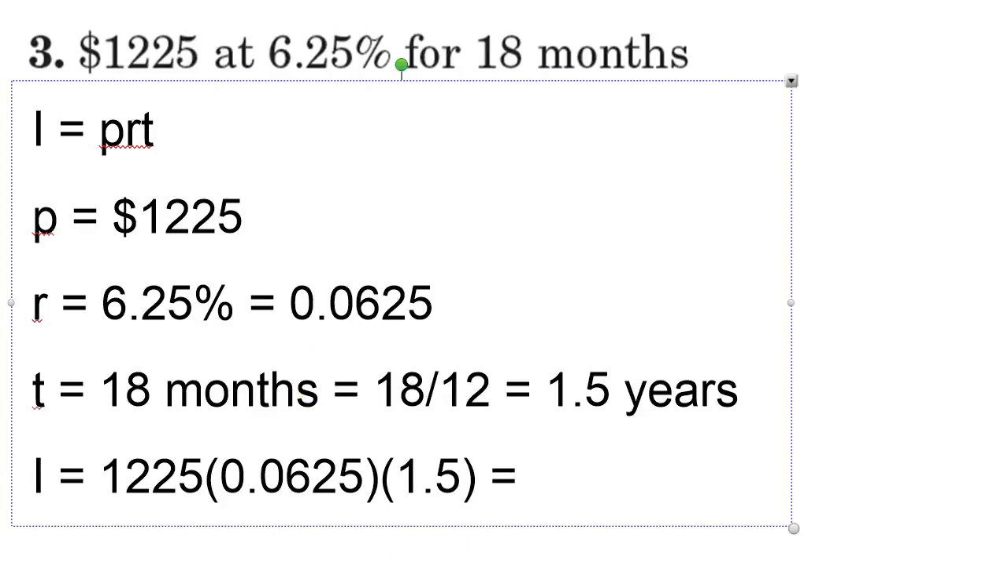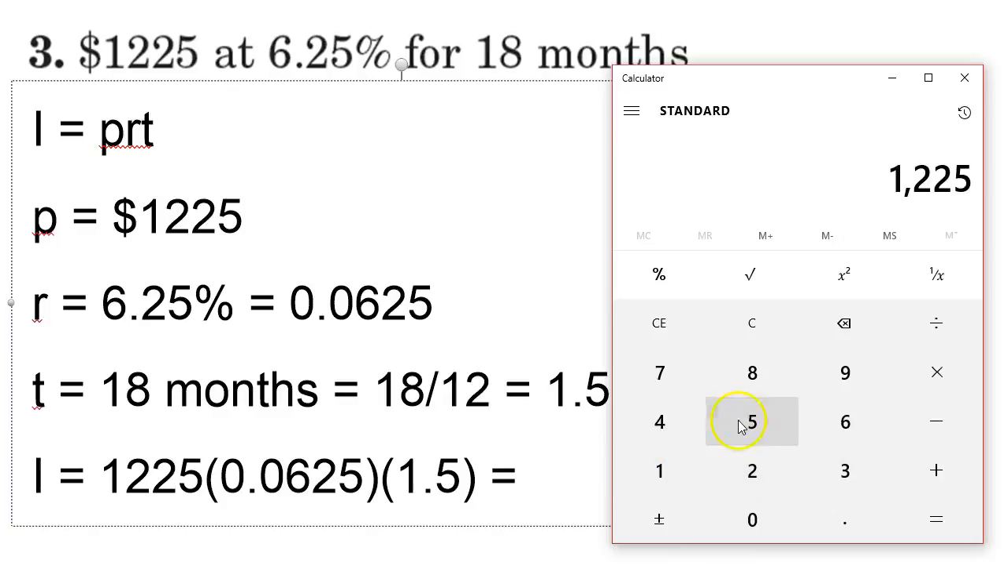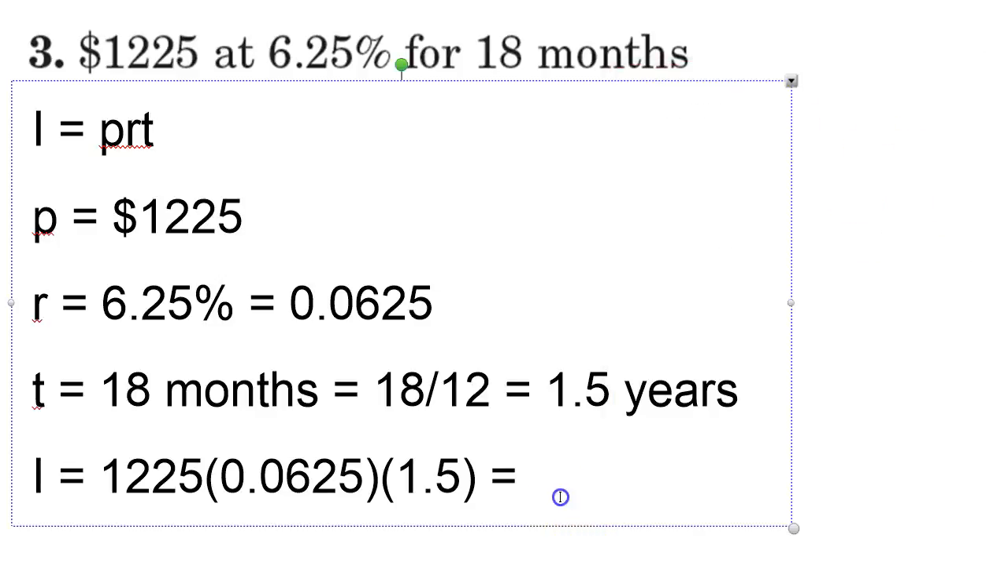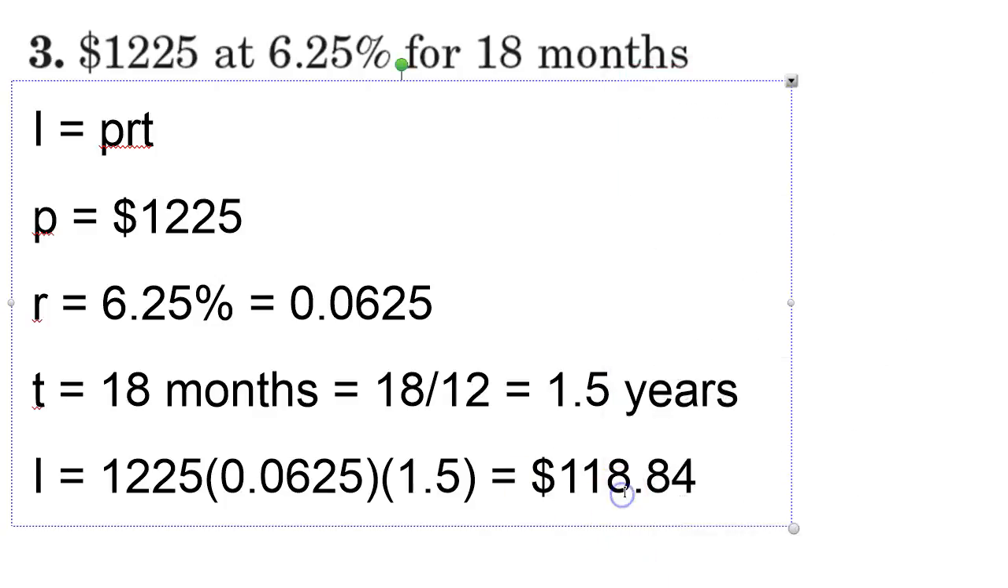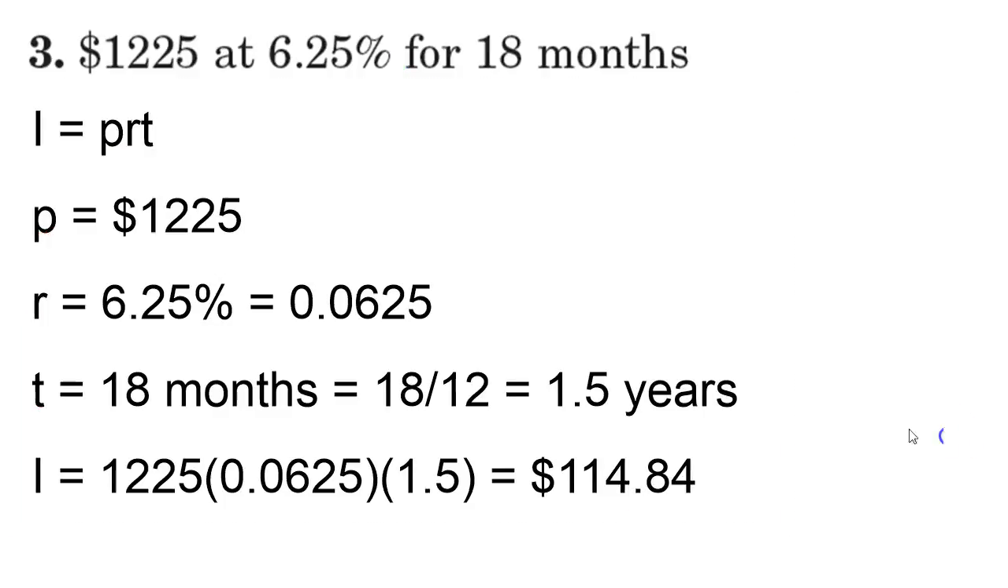And again, then we get out our calculator. 1225 times 0.0625 times 1.5. Which, as you can see, doesn't work out perfectly, so the bank would have to round. And it's $114.84. They'll round down in that case. No, sorry, 114. So that's what you'd earn in interest.